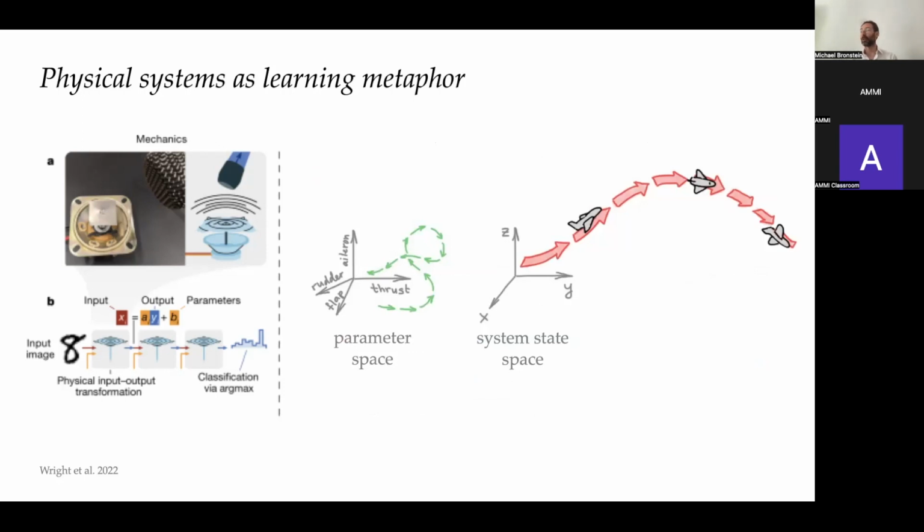And again, this is probably not a very new idea. You can think of a system that is parameterized maybe by a small number of parameters, and then you try to reach a certain state by some trajectory in this parameter space.